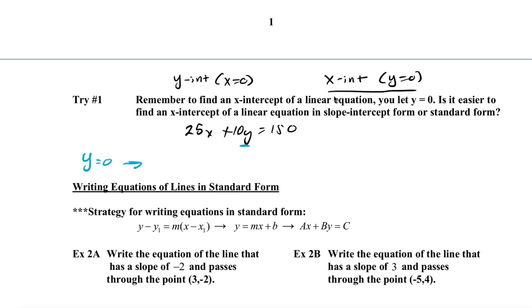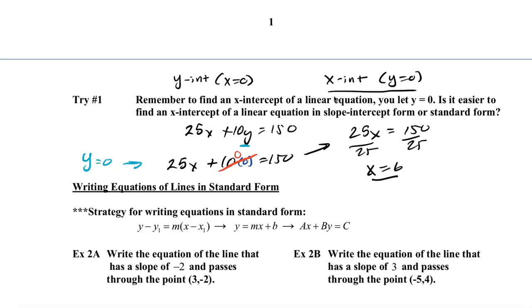That's going to be 0 now. So 25x plus 10 times 0 equals 150. Remember the beautiful thing about 0? 10 times 0 is just 0. So we have 25x equals 150, and then we divide everything by 25 and you get x equals 6. So that's my x-intercept.